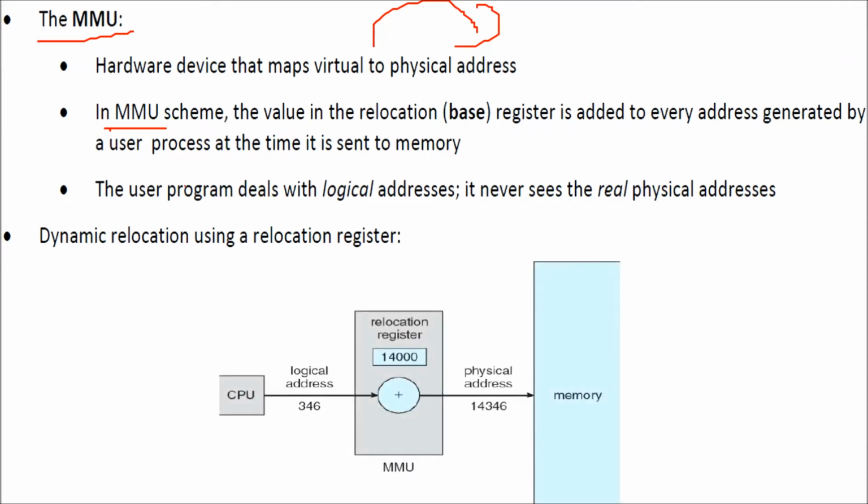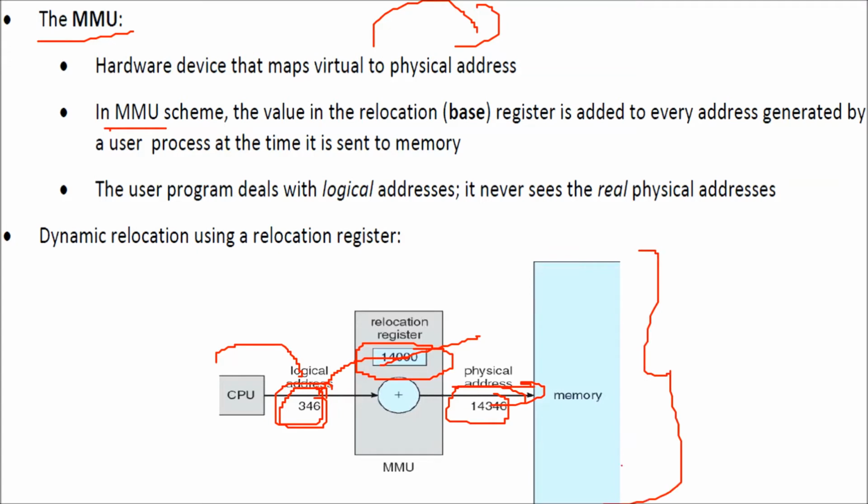In this MMU scheme, the value in the relocation register, that is the base register, is added to every address generated by the user process. If the logical address of a user process is 346, and the relocation register holds 14000, then 14000 is added to 346, and 14346 will be the actual physical address in the memory. I hope you got the idea. The user program only deals with the logical address, and it will never see the physical address.